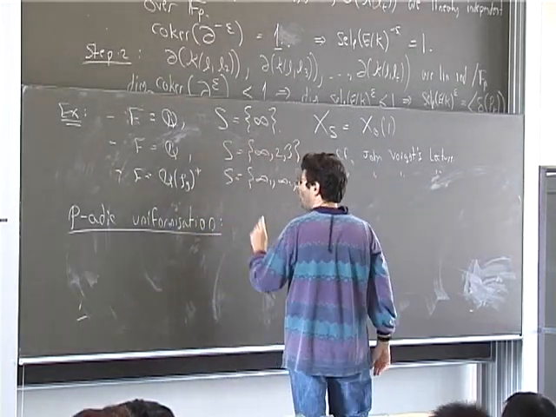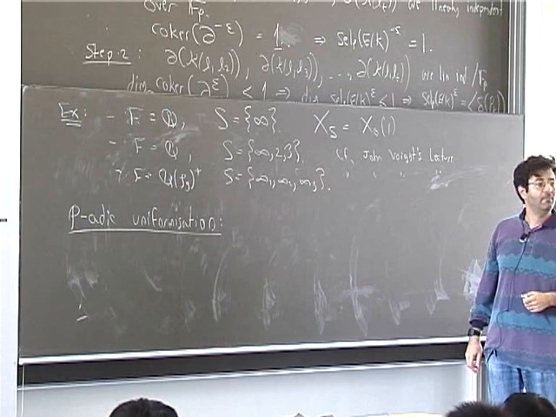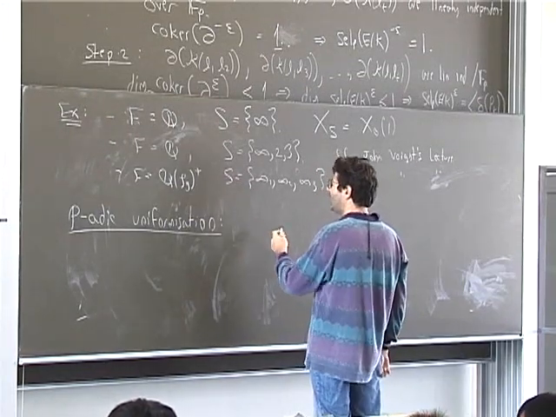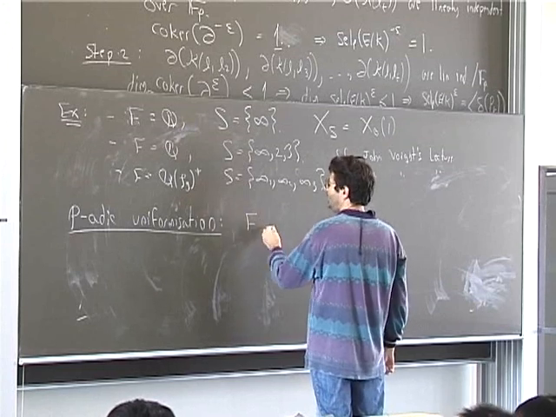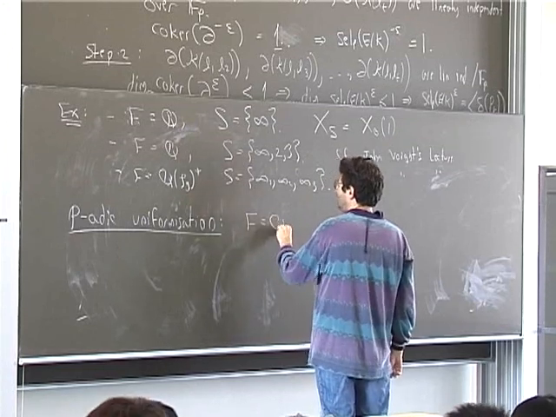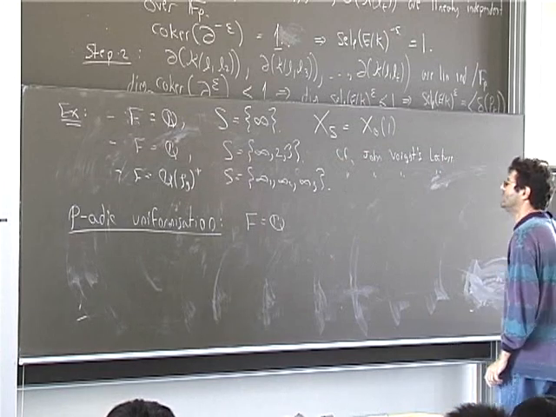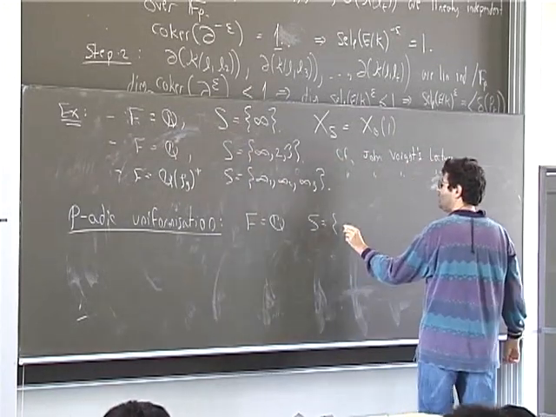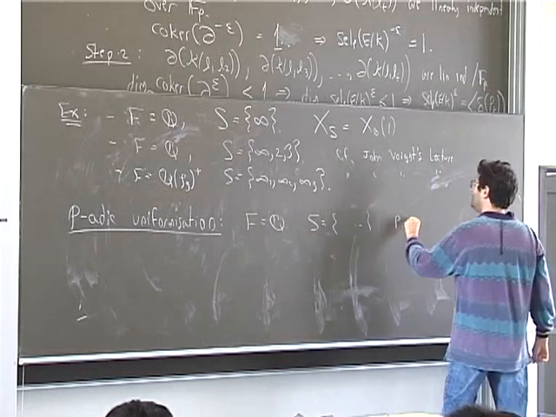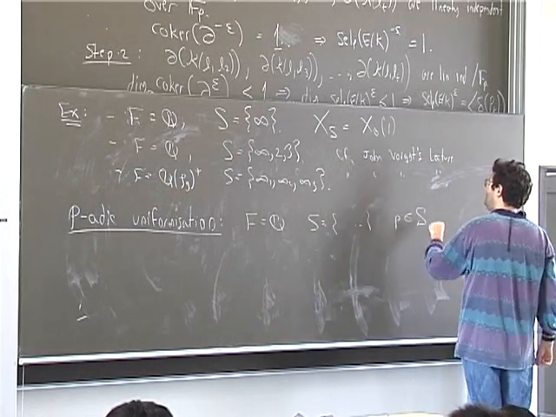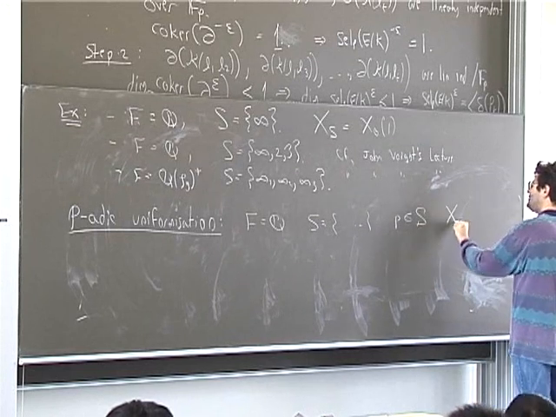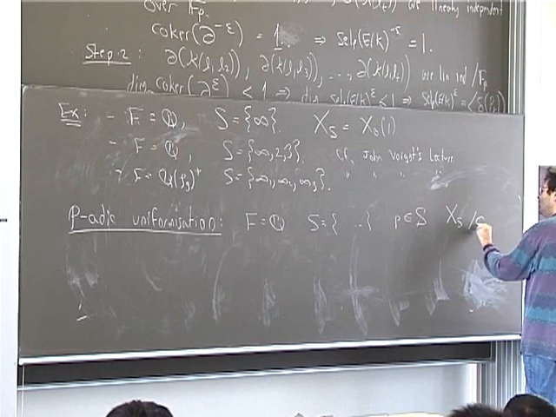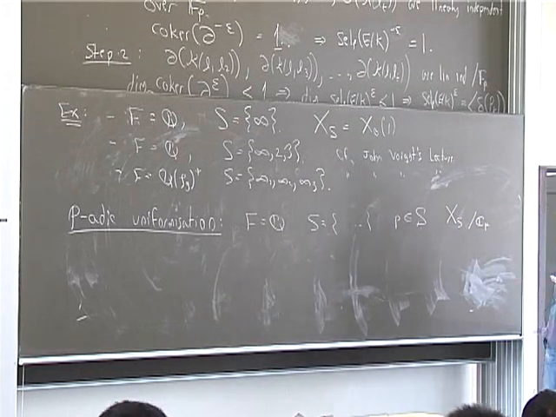And I want to explain now a little bit why, and we'll be seeing more of that in Matt Greenberg's lecture this afternoon. So, P-adic uniformization. For definiteness, let me stick to the case where F equals Q, and I'm going to have a set S consisting of a bunch of primes, and I'm going to suppose that I have a prime P which is in this set, and I'm interested in understanding this Shimura curve X_S over C_p as a rigid analytic curve over C_p.